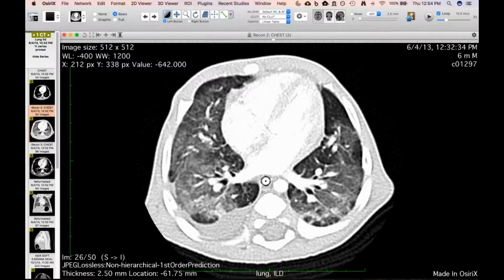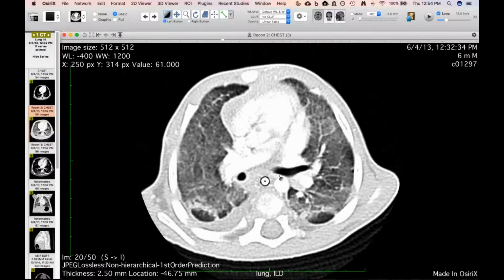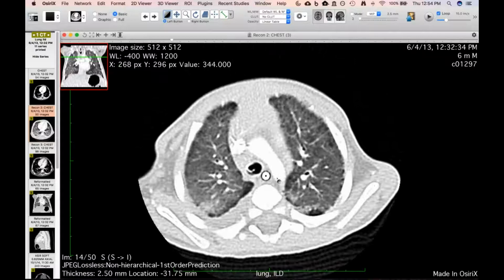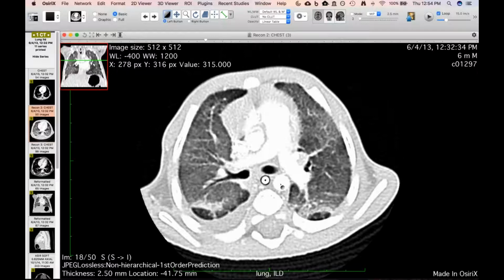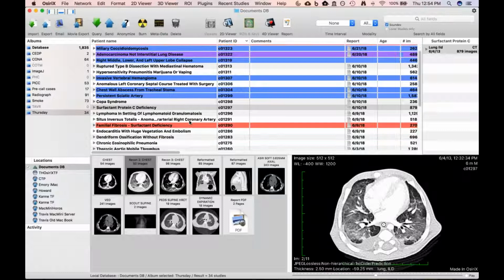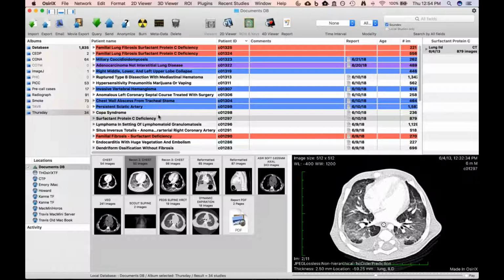So I don't think, as Jeff was just saying, just to reiterate, there's no way to really look at one of these and say, oh, this is surfactant protein C deficiency versus Hermansky-Pudlak versus, you know, COPA syndrome versus whatever, but they can have bizarre looks that don't fit into our typical idiopathic interstitial pneumonia classification. So what is the gene mutation in Hermansky-Pudlak?